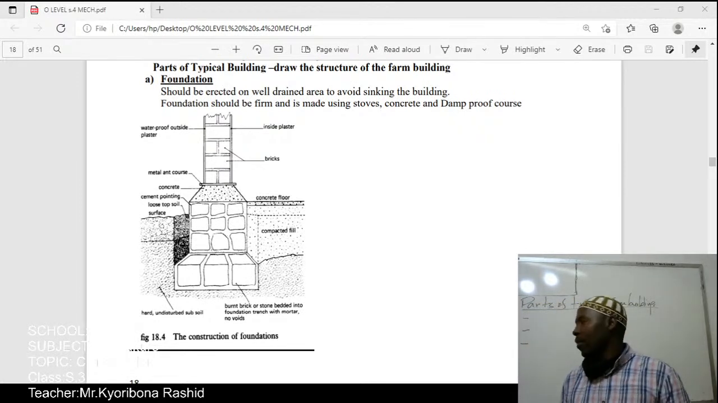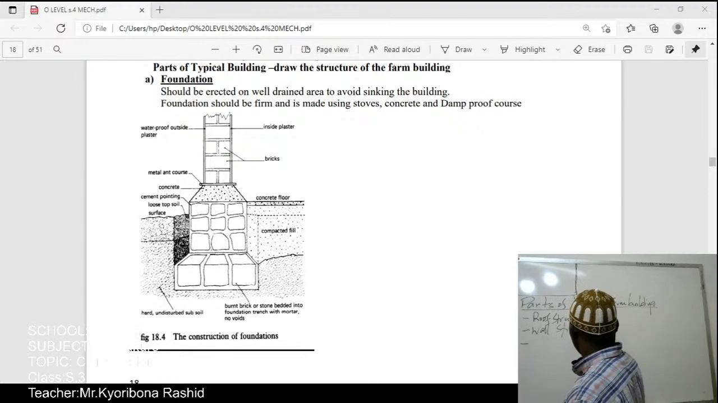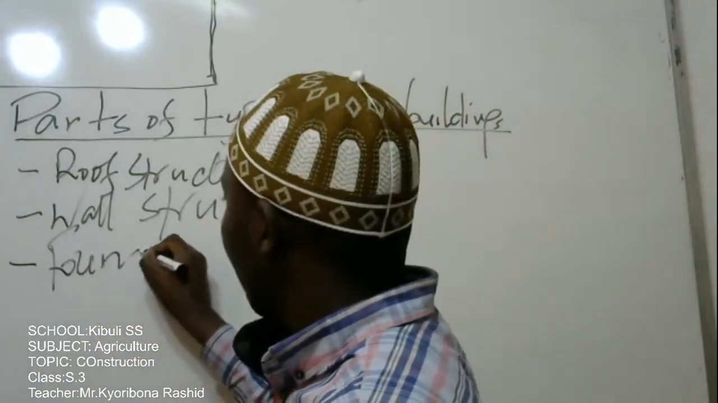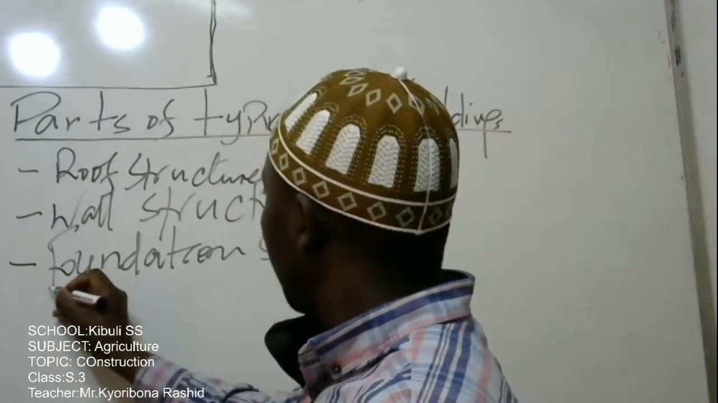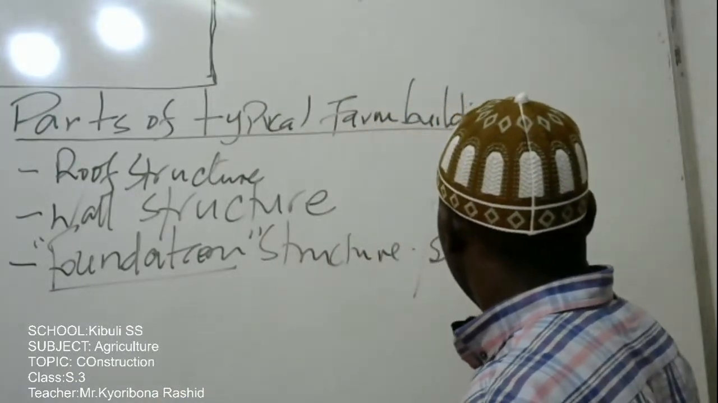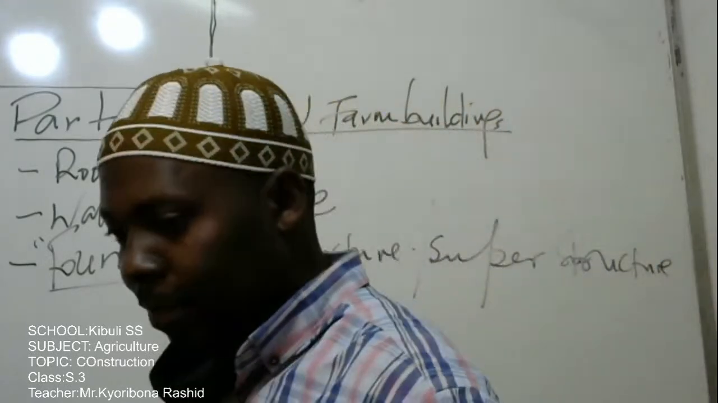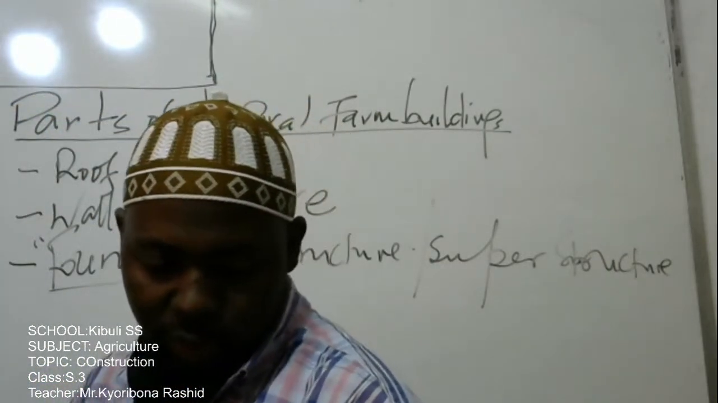We have the roof structure. We have the wall structure. Then we have the foundation structure. The foundation we also call a superstructure, because in the word foundation, it is the background of this building.